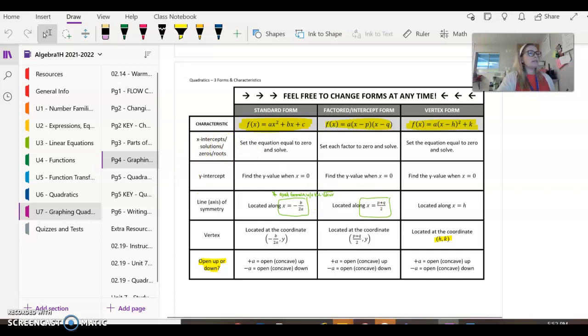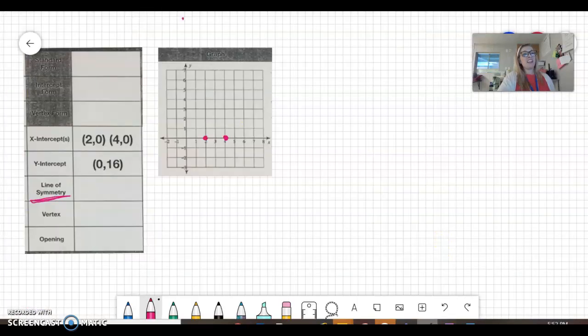That's the thought process there. Essentially, we're taking an average of the intercepts, and that gives us the halfway point. I'm going to do that in green. There's my line of symmetry, and it's always going to be x equals, so it's x = 3. Since the vertex is also on the line of symmetry, I know the x value is 3. I don't know the y value yet, but I can fill in what I do know.